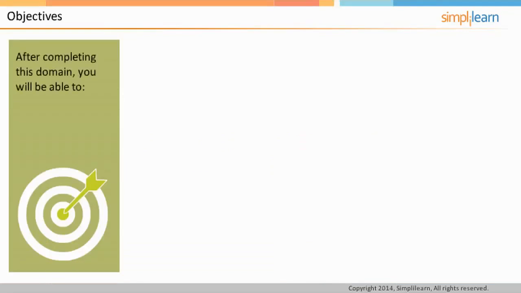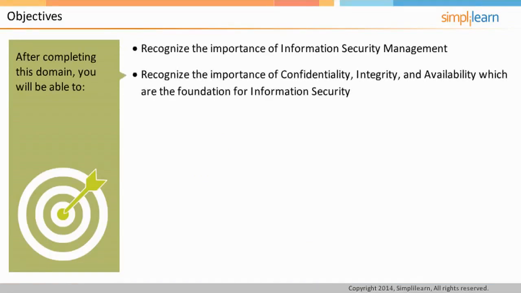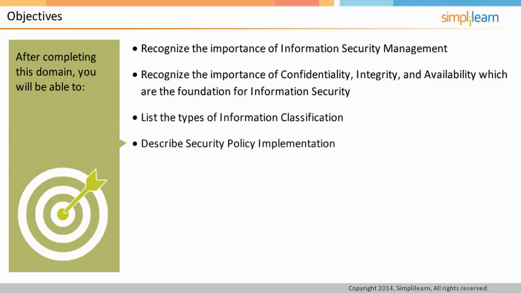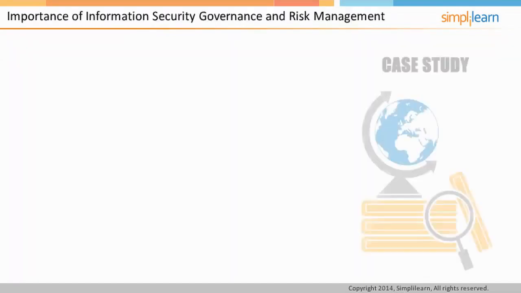After completing this domain, you will be able to recognize the importance of information security management, recognize the importance of confidentiality, integrity, and availability, which are the foundation for information security, list the types of information classification, describe security policy implementation, describe information risk analysis and risk management, define the process of managing personnel security and managing security functions.